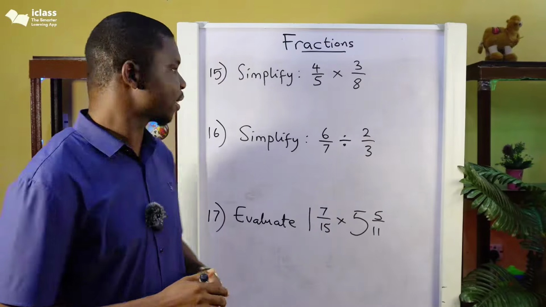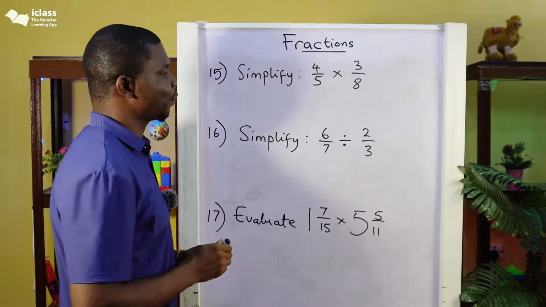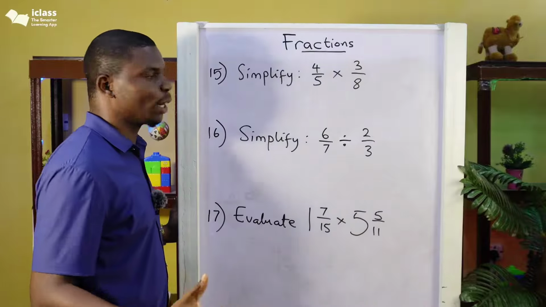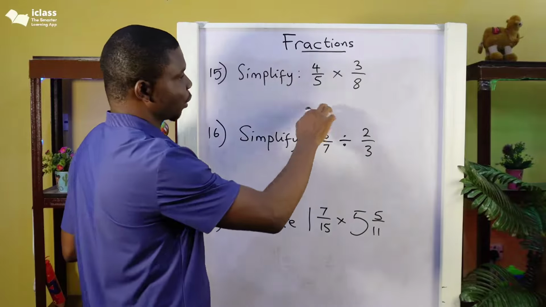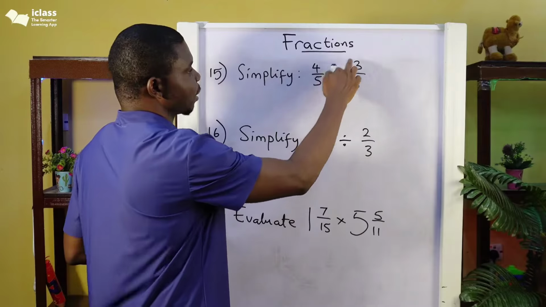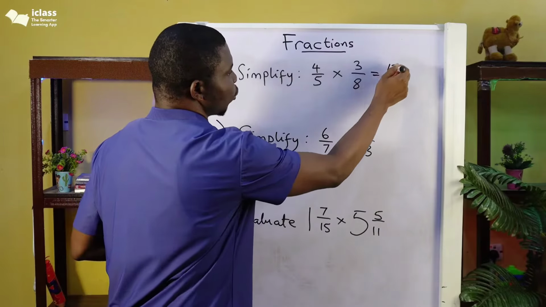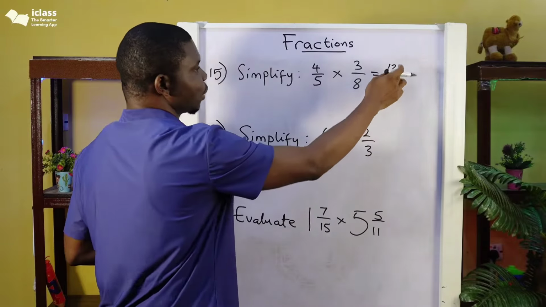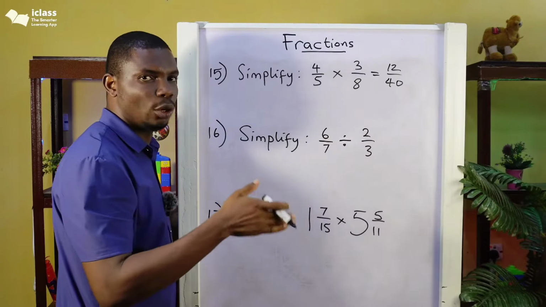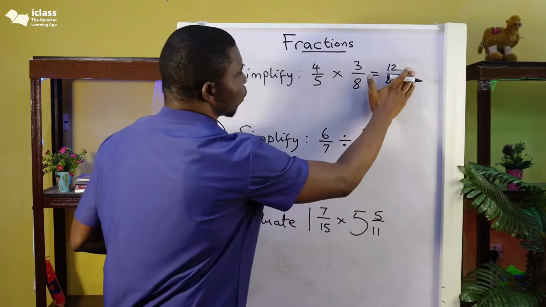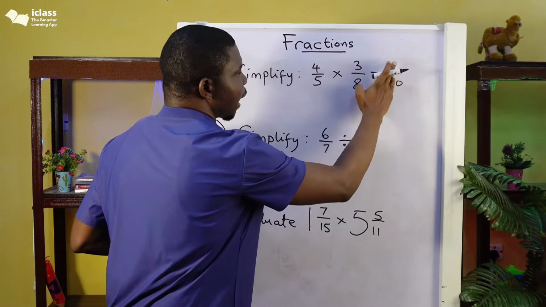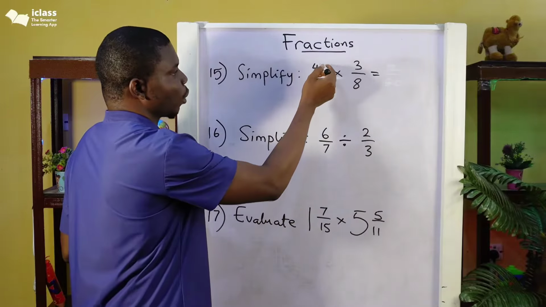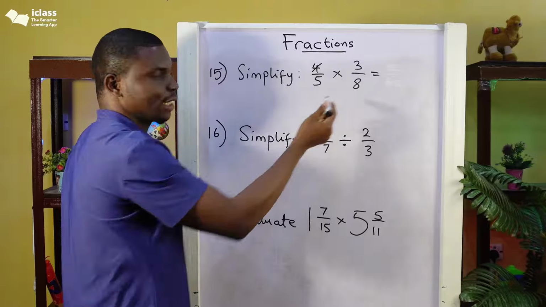Question number 15. Simplify 4 over 5 multiplied by 3 over 8. Now, when you are dealing with multiplication of fractions, you can either say 4 times 3 is 12, over 5 times 8 is 40, and then you try to reduce this to the lowest term. That is one way, but I don't normally go that way. What I do instead is to look for common factors between the numerator and the denominator.